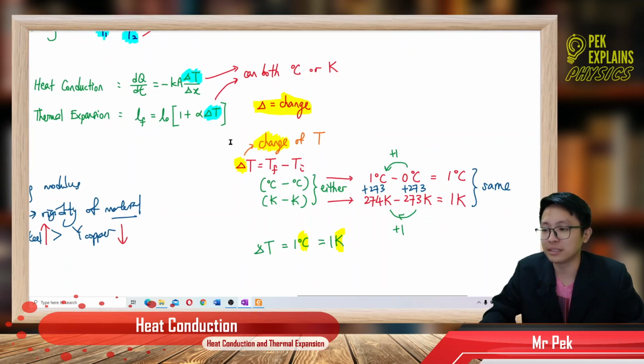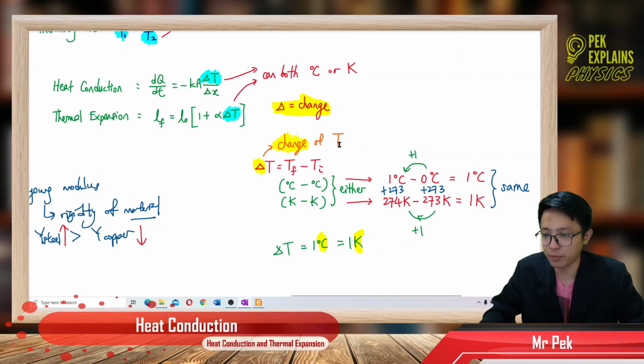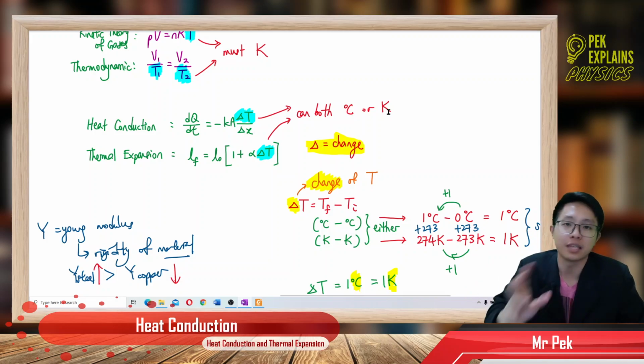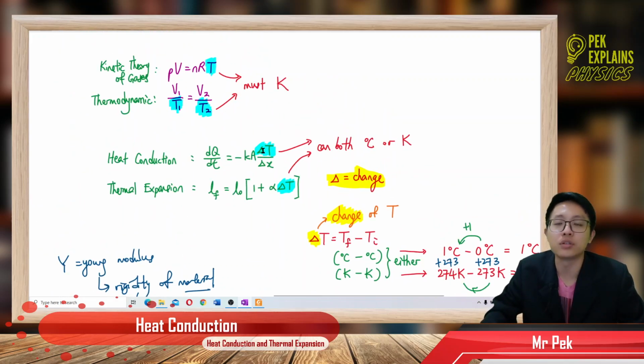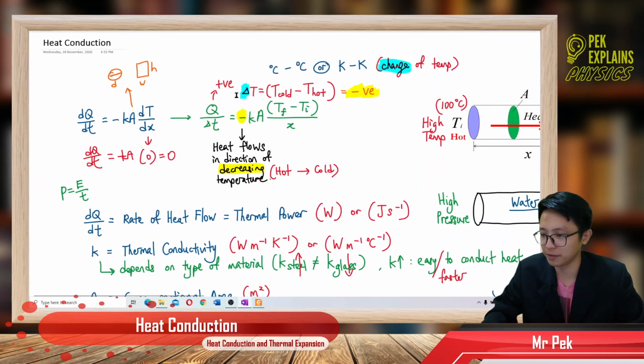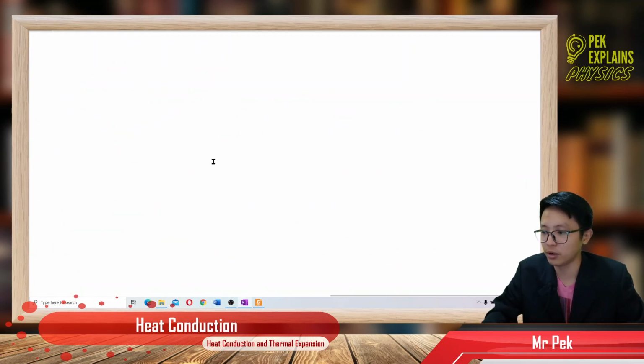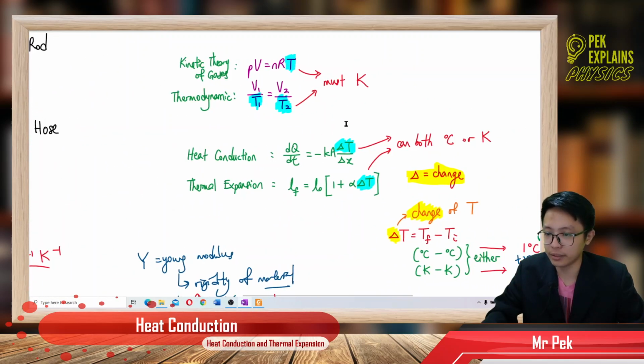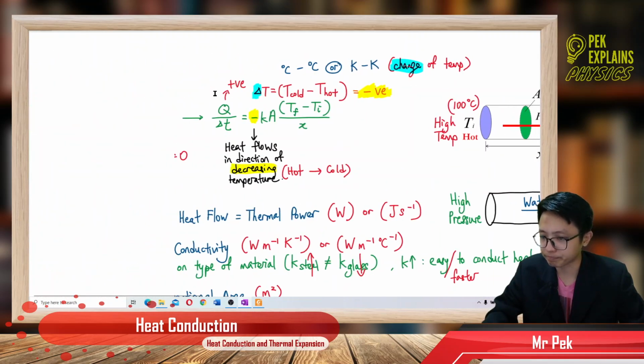So when we talk about change of temperature, like in heat conduction, we can use degree Celsius or Kelvin. If the question gives you the temperature in degree Celsius, you can still use degree Celsius. No need to change to Kelvin. But if you change to Kelvin, you will still get the same answer for change of temperature. So it can accept both units. Understand? For the others, I will explain further later.